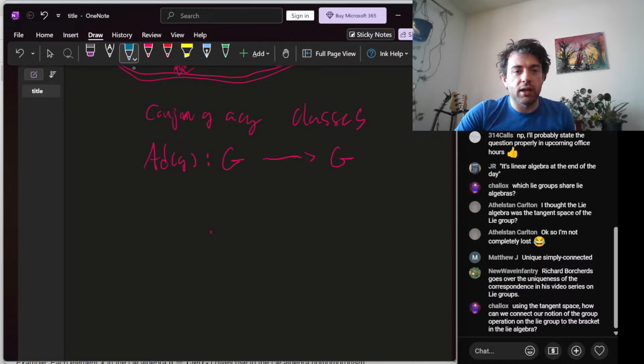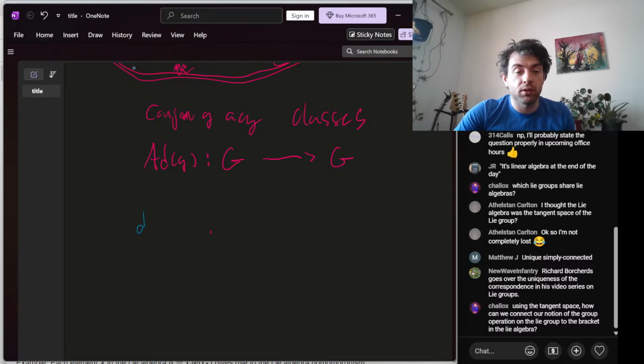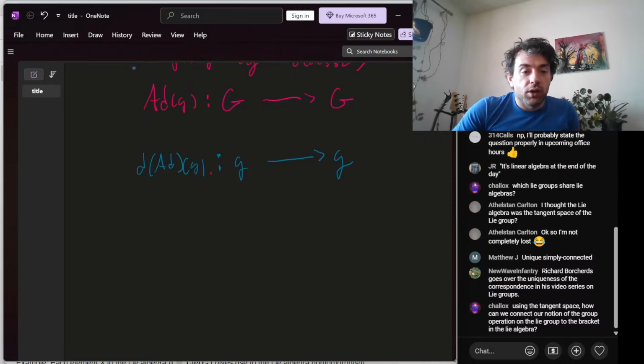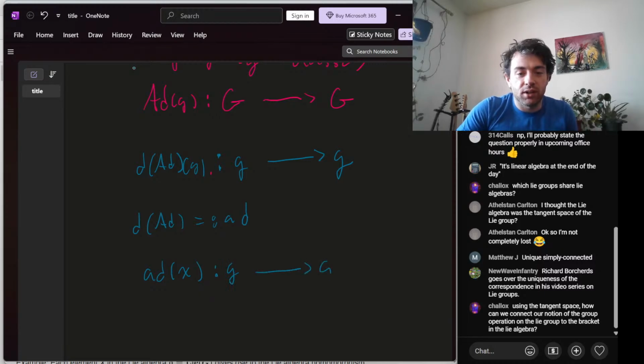And what we can do is, again, take the derivative of each of these maps and look at it as a map on the tangent spaces at the identity. In general, this is what we call little ad. And this is exactly what defines the Lie bracket.